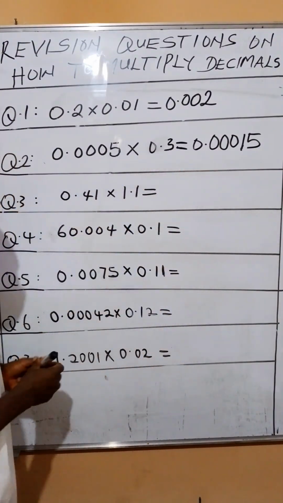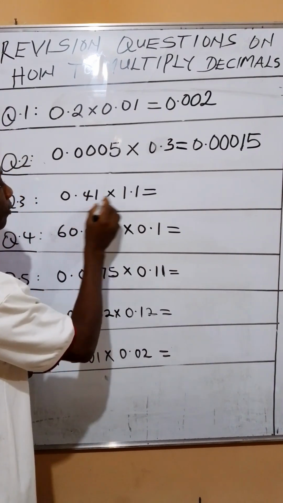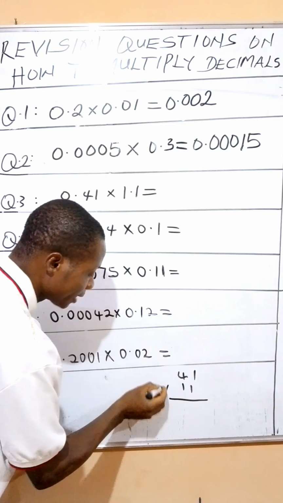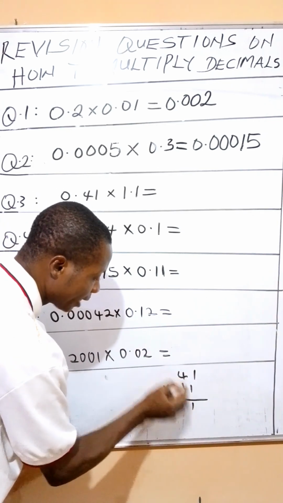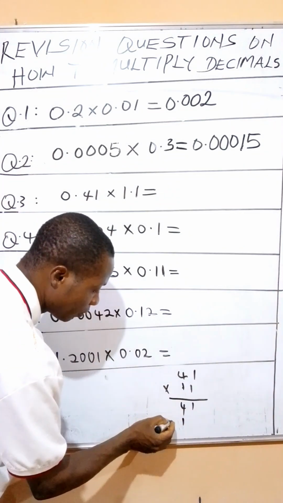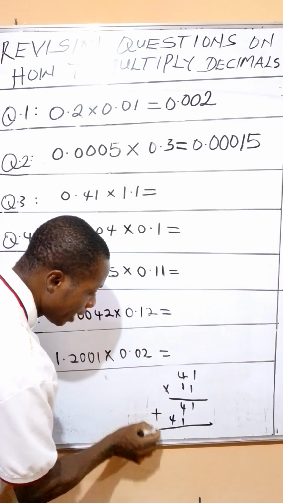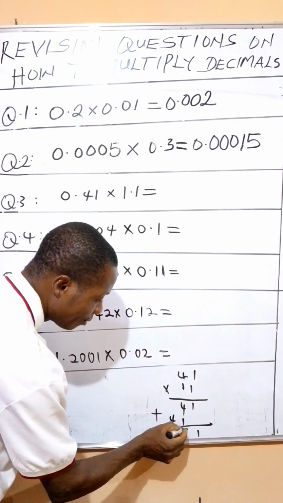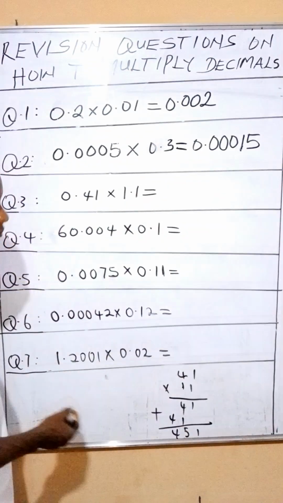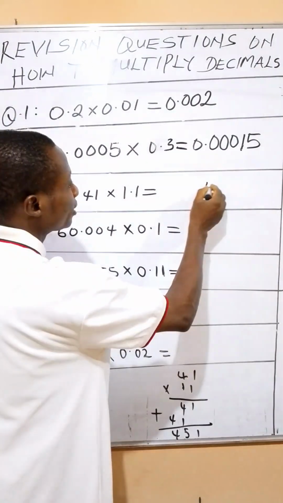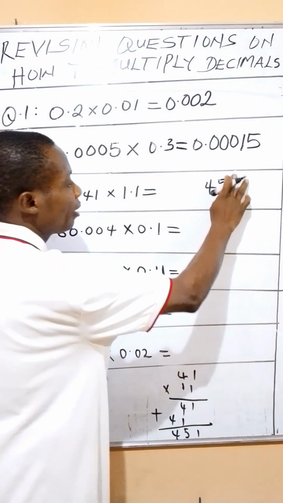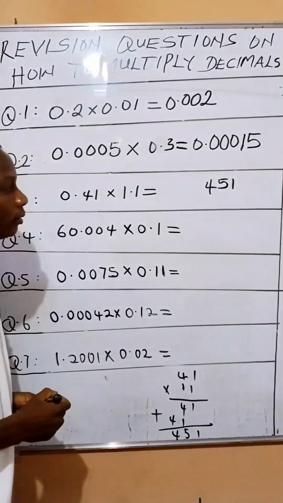Then for the third one, do the same thing. This is 41 times 11. So 1 times 1 is 1. 1 times 4 is 4. Then 1 times 1 is 1 here. Then 1 times 4 is 4. Then when you add up, you have 1, you have 5 here, then here you have 4. So you have 4, 5, 1. Come here and write 4, 5, and 1. Is that taken?